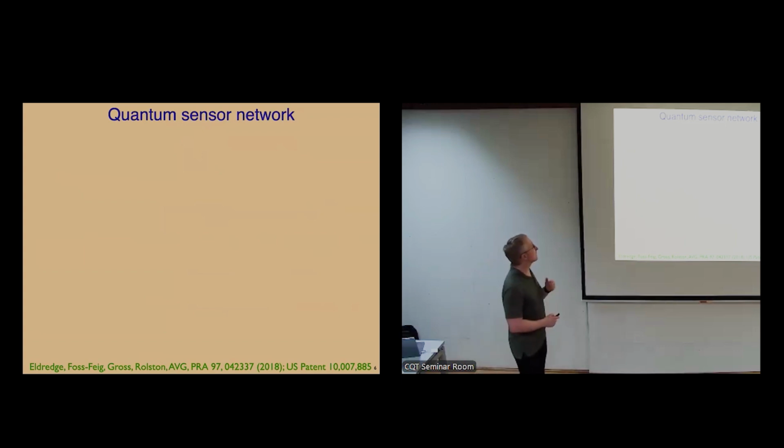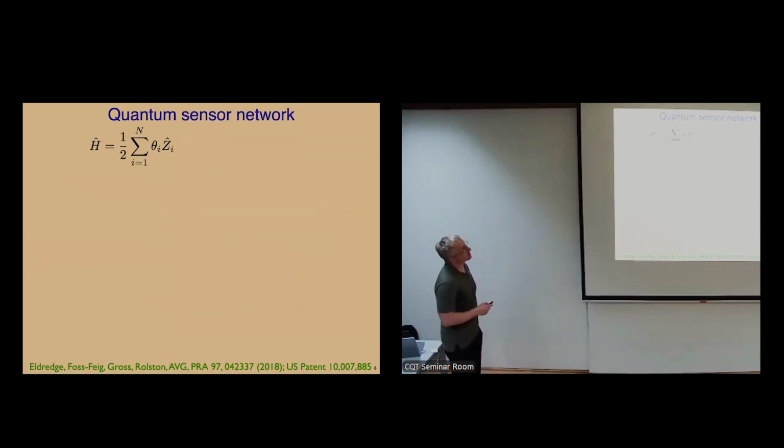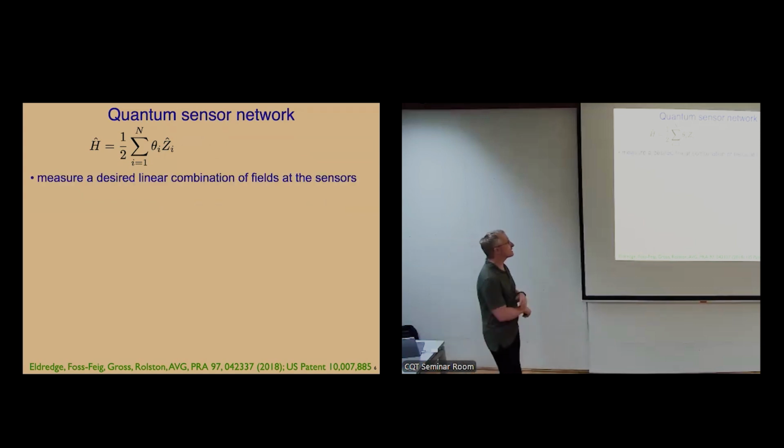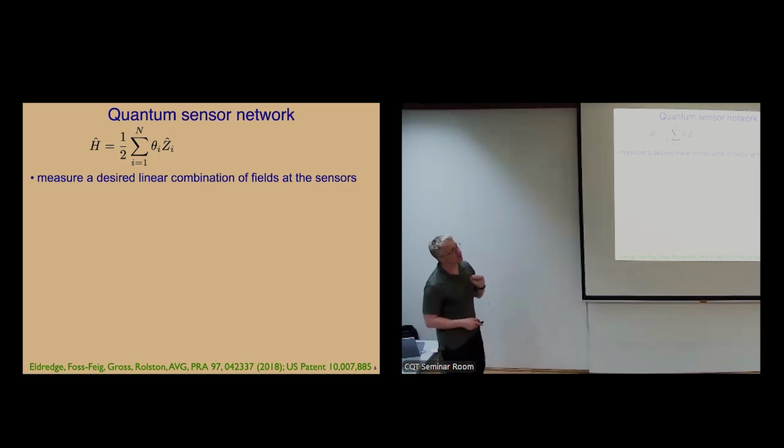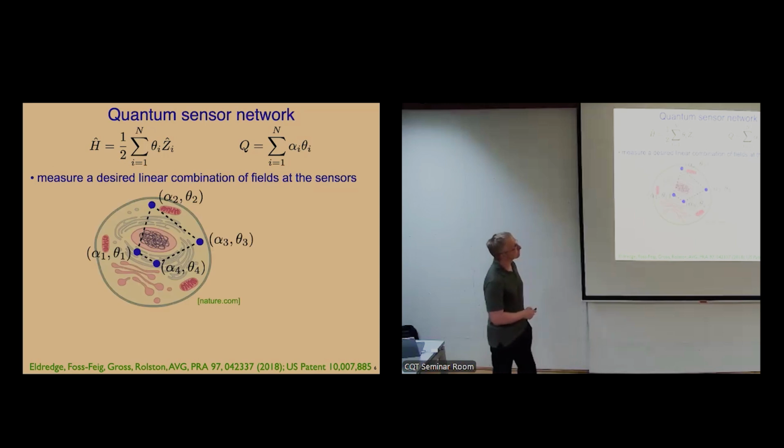So now let's talk about quantum sensor networks. So suppose now instead of coupling our sensors to the same parameter, we couple them to different parameters theta I. So each sensor is coupled to its own parameter. But then instead of measuring every single parameter, I want to measure only one linear combination of them. And this linear combination I will call sum over I, alpha I, theta I.